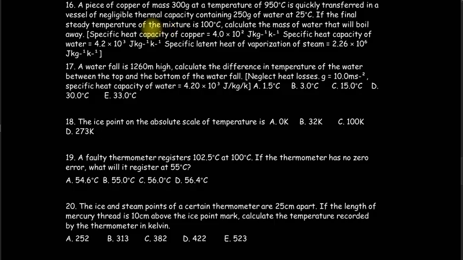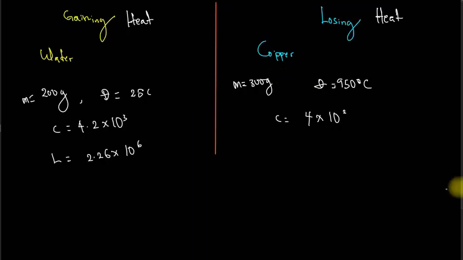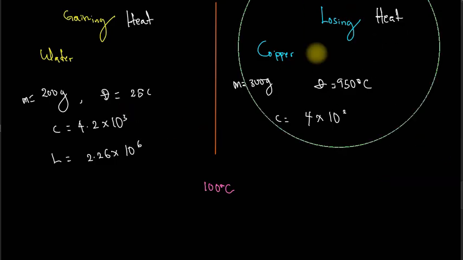So the final steady temperature is 100 degrees Celsius. So at equilibrium, we are going to be at 100 degrees Celsius. That's why I put it at the center of the line, right? And don't forget, this was 250.